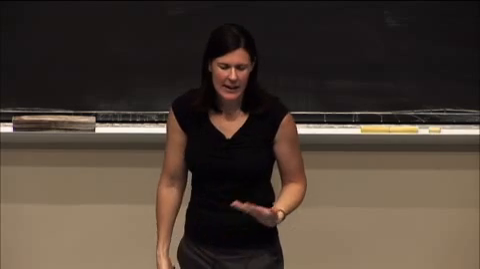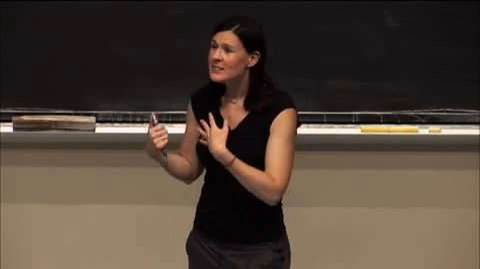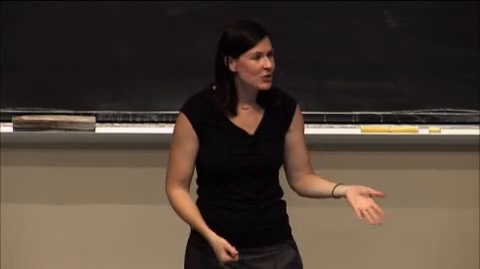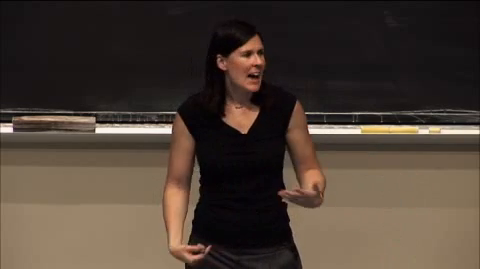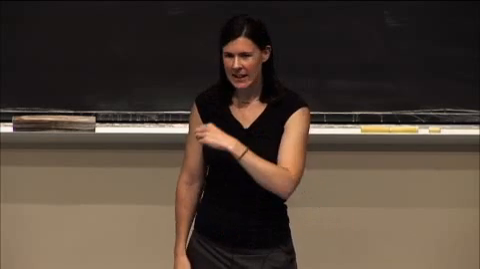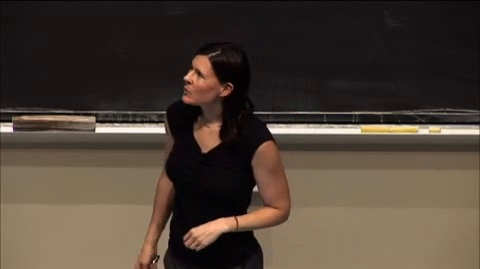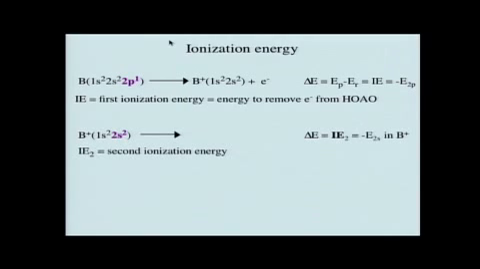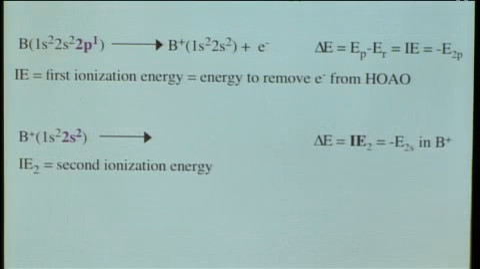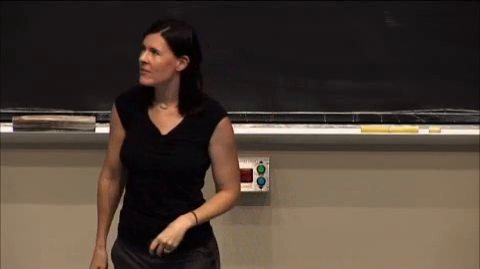Let's think about second ionization energy. Second ionization energy simply means you've already taken one electron out. Now, how much energy does it take for you to take a second electron out? So in the case of boron here, what we're starting with is the ion, B+ 1s2, 2s2. And now we're going to pull one more electron out. The highest occupied orbital is now the 2s orbital. So we're going to end up with B2+ 1s2, 2s1 plus the electron coming out of there.